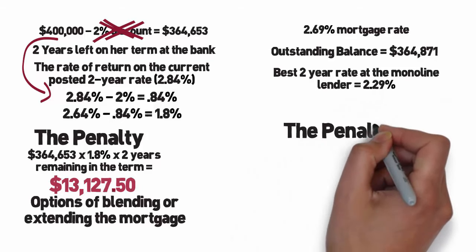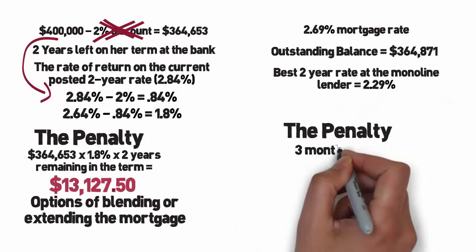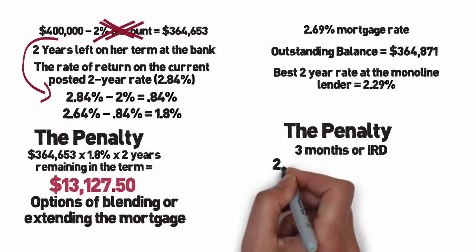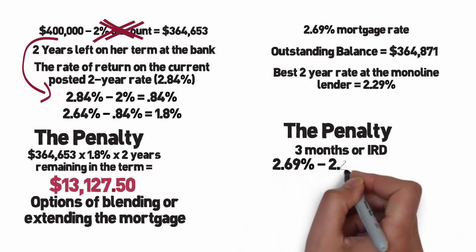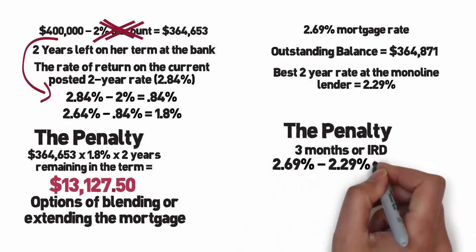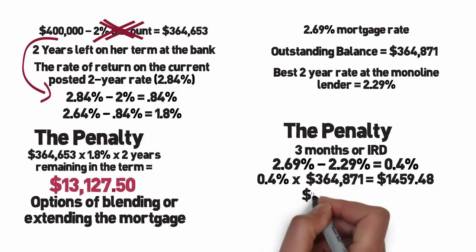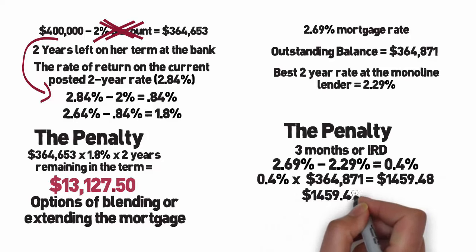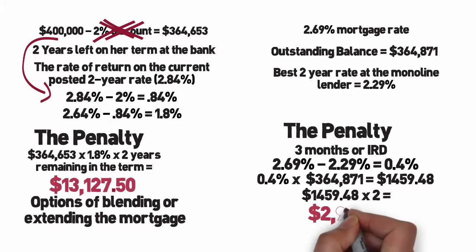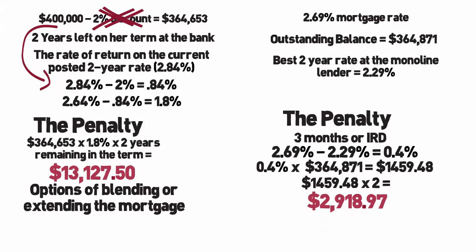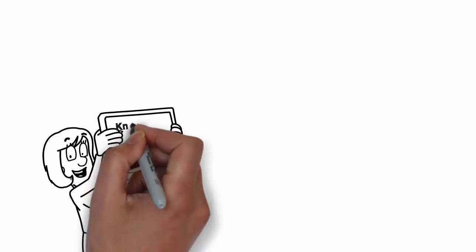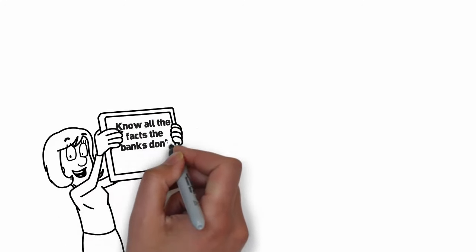The penalty would also be either 3 months or IRD. 2.69% minus 2.29% equals 0.4% times $364,871 equals $1,459.48 times 2 equals $2,918.97. It pays to know all the facts the banks don't tell you.